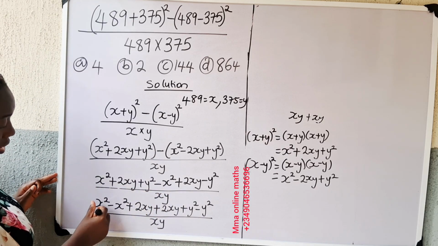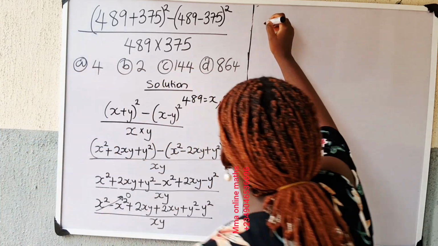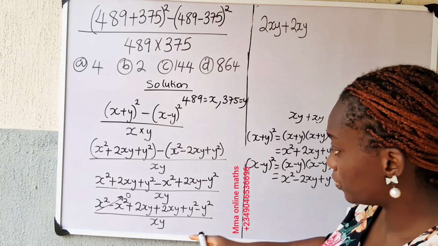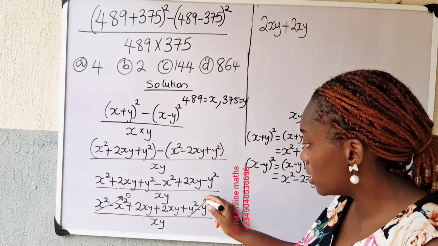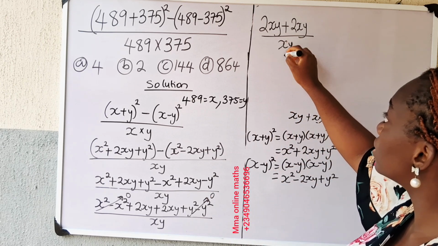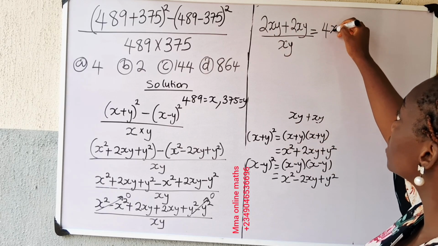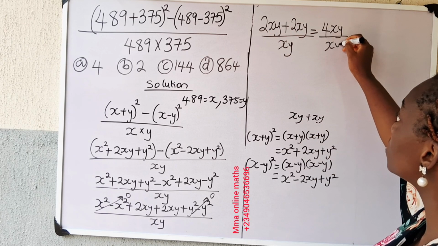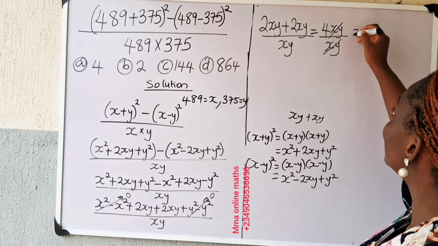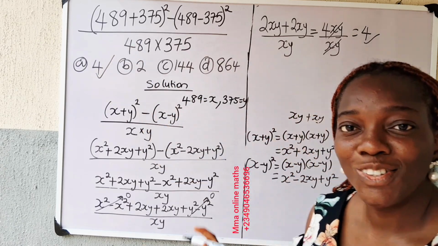So X squared minus X squared, this is 0. We have this and this, so we write it out. 2XY plus 2XY. Then Y squared minus Y squared, this is as well 0 over XY. So we have 2XY plus 2XY will give us what? 4XY over XY. Now in this case, XY can divide XY. Therefore, our answer is 4. That is option A.